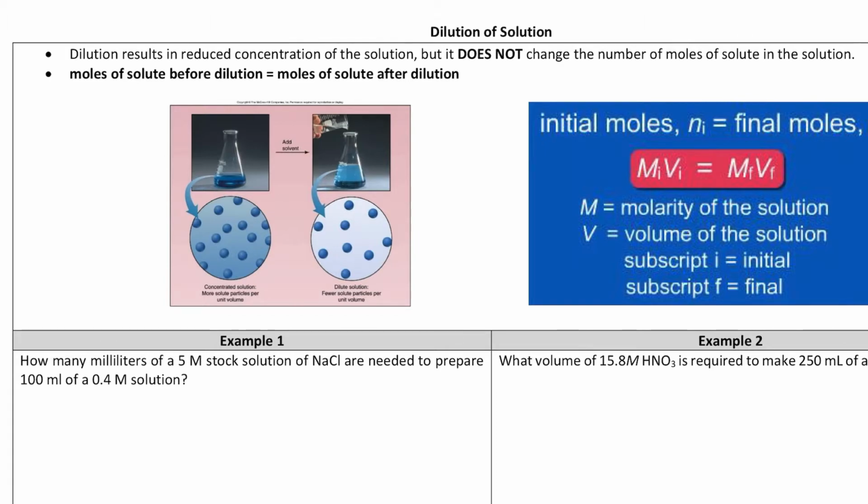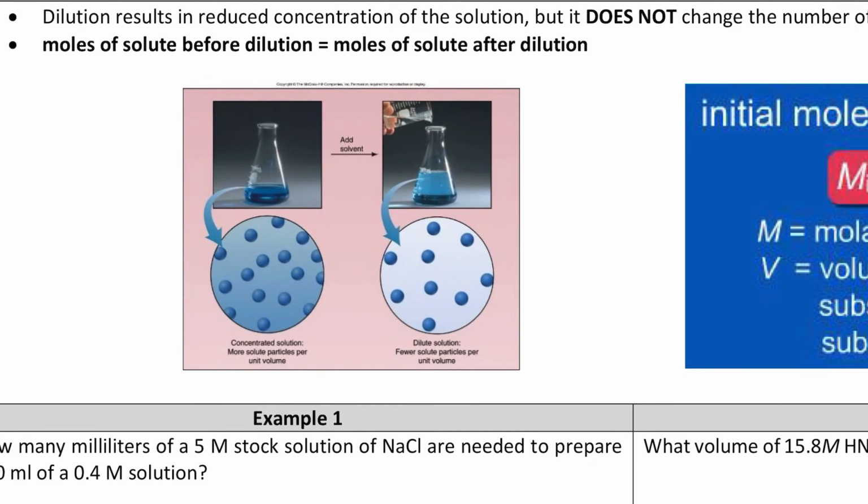Okay, so kita tengok dekat diagram yang bawah ni. Basically in this diagram here, kita ada a conical flask, and in that conical flask, dia ada satu solution yang dia label sebagai concentrated solution. So maksudnya this solution is more concentrated, lebih pekat compared to this one. Okay, so macam mana kita nak hasilkan dilute solution ataupun solution yang lebih kurang pekat ni adalah kita tambah solvent lah. So maksudnya sekarang apa yang kita buat adalah kita tambah solvent. So let's say we add more water masuk dalam conical flask ni.